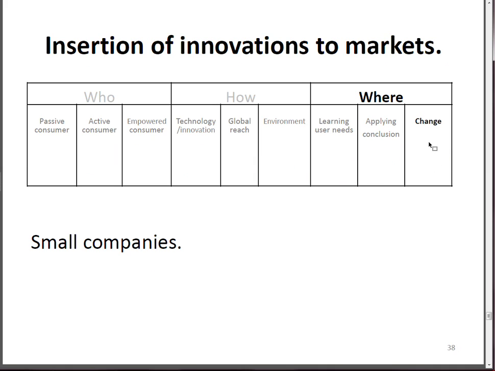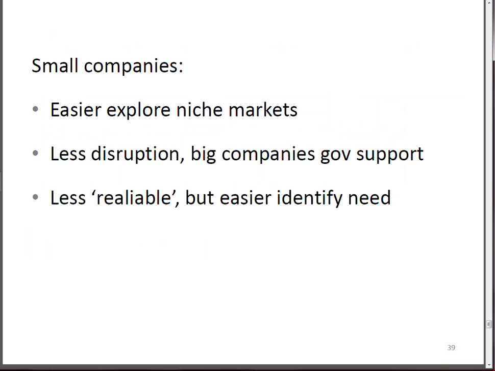Okay, the last section I want to share with you today is what I call change. When I say change, I mean mainly something that happens as the result of the activities of small companies. Now, the interesting thing about small companies is that for them it is easier to explore niche markets. If you are a small group, if you live where you produce things, it is very easy for you to see the niche market around you, because there are fewer disruptions.